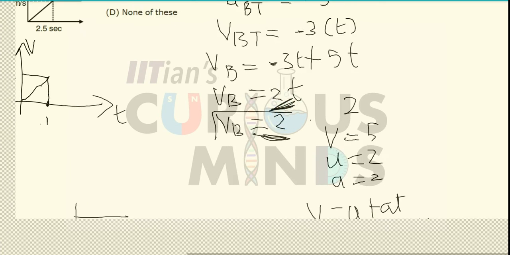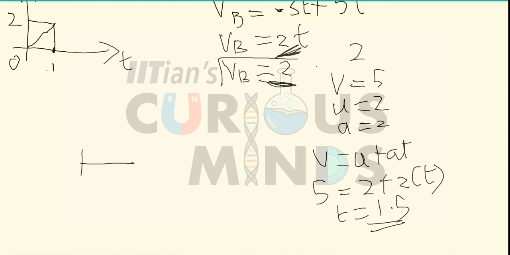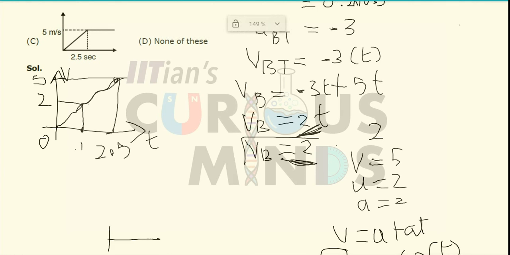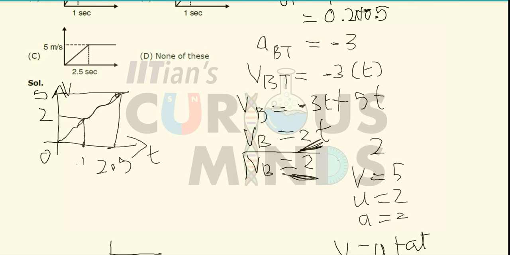But now after 1 second, it takes 1.5 more seconds to reach a velocity of 5 meter per second. So after 2.5 seconds it reaches a velocity of 5 meter per second. If I plot the graph, I will get the graph somewhat like this. After that, since both the truck as well as the block acquire the same velocity, it will move with a constant velocity after 2.5 seconds. So the correct option is option number C.